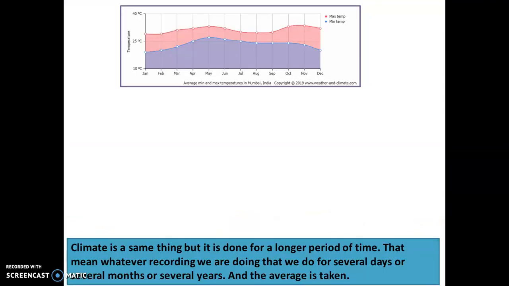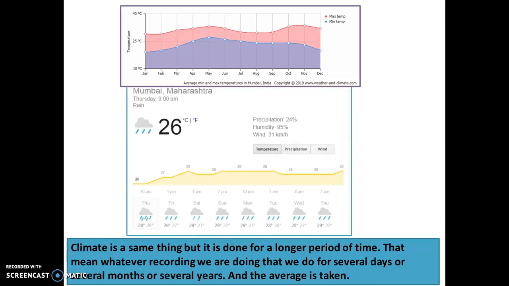Now coming to climate. Climate is the same thing, but it is done for a longer period of time. That means whatever recording we do, we do for several days or several months or several years, and then an average is taken. This graph basically shows you the average of the weather. January, February, March, April, these are the months. Then what will be the temperature? So the maximum temperature for the month of January is this, and the minimum temperature for the month of January is this. Then February, March, like that. For a longer duration, every day's weather is observed. Then its average is taken and that we refer to as climate.